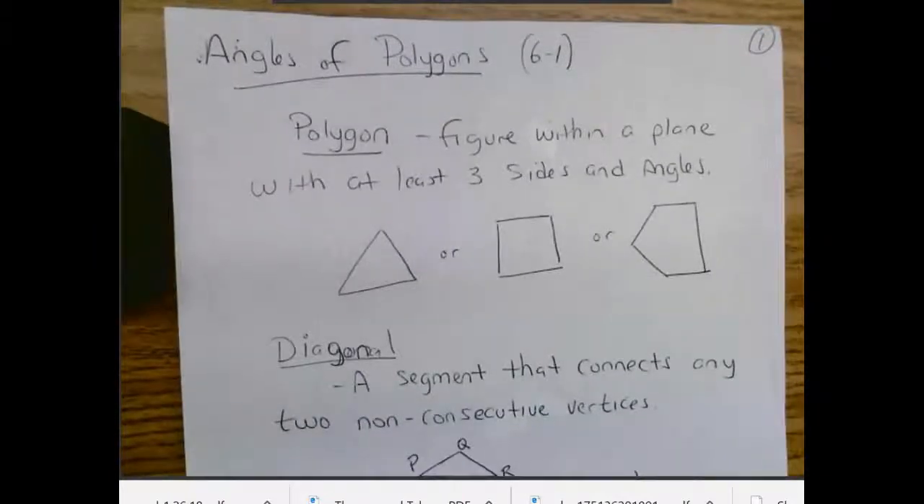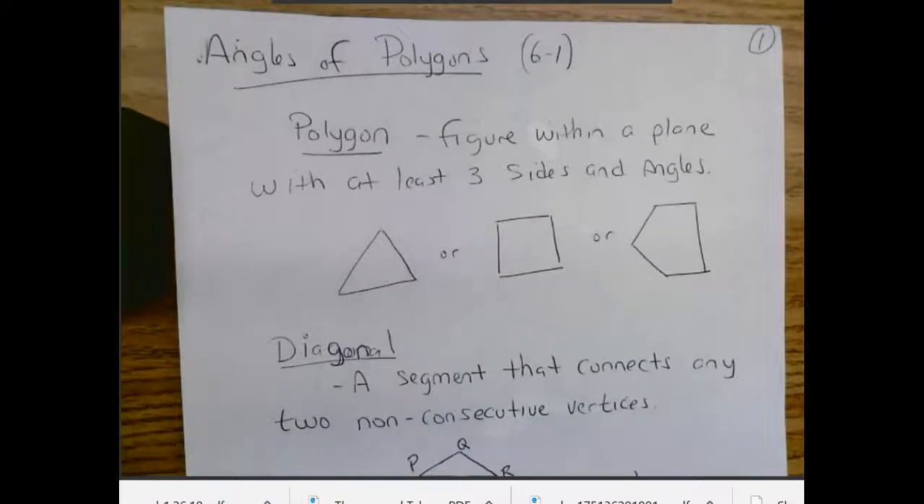Going to be our next notes. We're going to start on Chapter 6 now, and this is going to be on quadrilaterals. And really, a quadrilateral is a polygon. And you can see here the definition of polygon. It's a figure within a plane with at least 3 sides and angles.